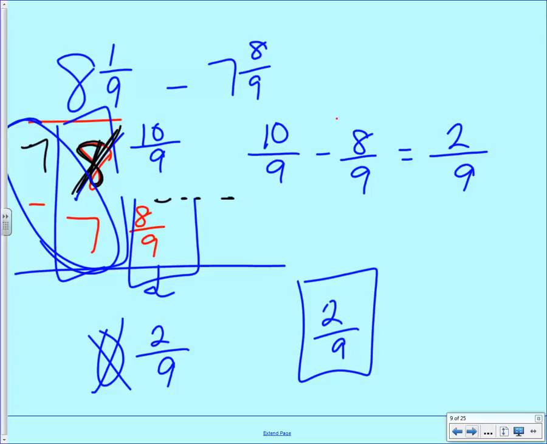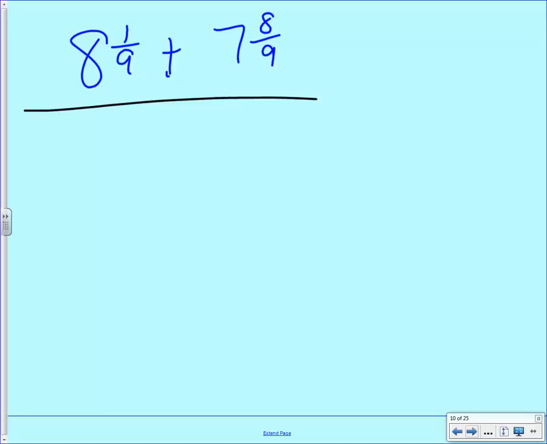Okay, we're going to use these same exact numbers, and instead of it being a subtraction problem, we're going to do this again using an addition problem. So I have 8 1/9 plus 7 8/9. All right, so if I add things together, I don't have to borrow, so I'm just going to go ahead and set this up vertically. I have 8 1/9, and I have 7 8/9.